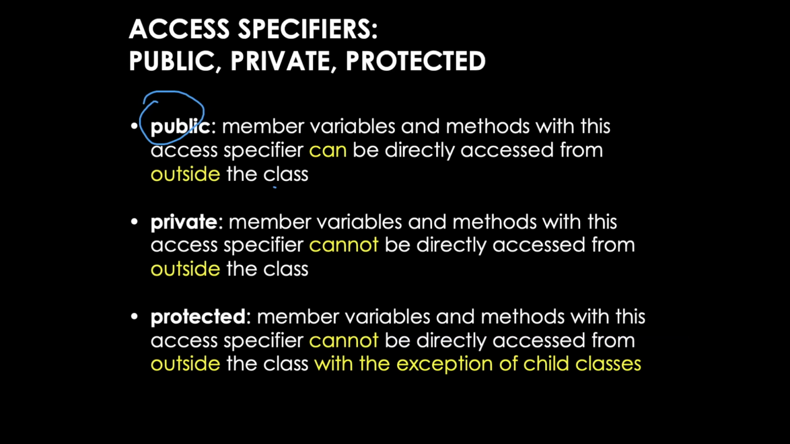Okay, so if you have a class defined as, let's say, class X, you can have various different access specifiers. The first one is public, the second one is private, and the third one is protected. You can have various different class member variables and class methods under each of these specifiers.